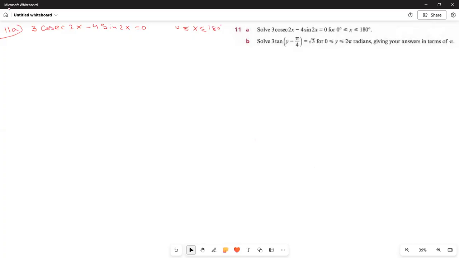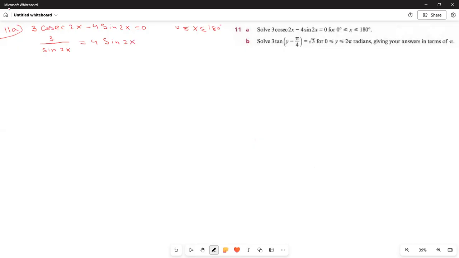Okay, so let's solve it. Let's start. Cosecant is 1 over sine. So I can write it as 3 divided by sine 2x equal to 4 sine 2x. Am I right? I take it on the right side.